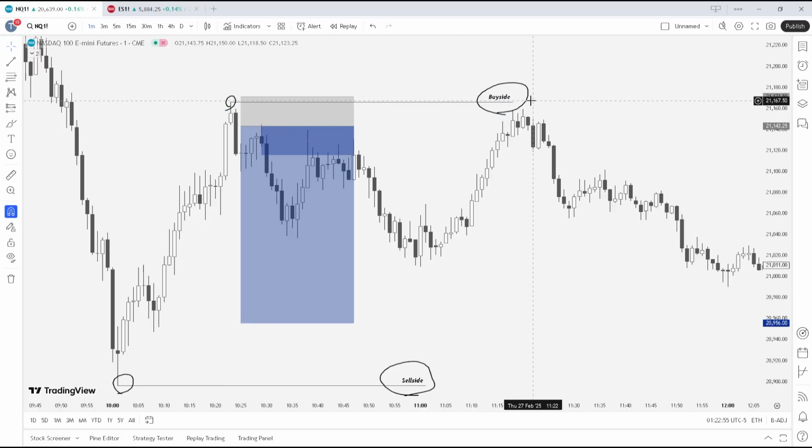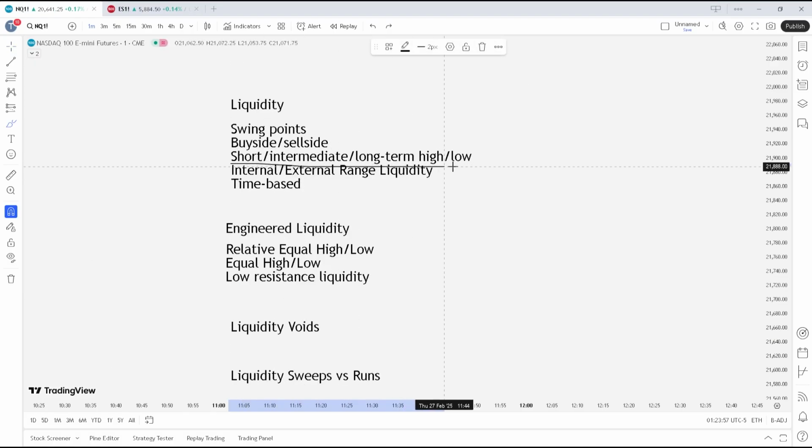All right. And when you're actually trading, it doesn't really matter what you call them. You can call them liquidity that's above the price, liquidity that's below the price, or whatever. But when you're watching videos about ICT and liquidity, people will definitely call them buy side and sell side liquidity. So I definitely recommend that you get used to these terms and make sure you can identify them. All right, and then next we have short, intermediate, and long-term highs and lows.